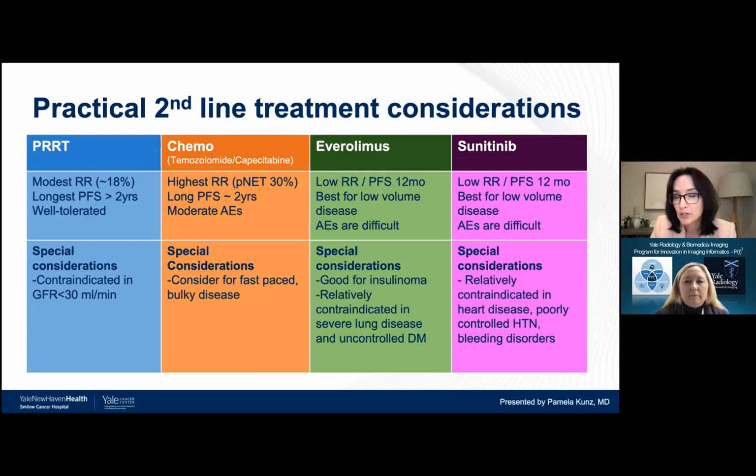For everolimus and sunitinib, they both have very low response rates. The PFS is about a year, best for low volume disease, but I find that the adverse event profile is tough for both of these. Everolimus in particular is good for insulinoma because it can cause hyperglycemia, but it's tough and can cause pneumonitis, and the hyperglycemia can be difficult for patients with uncontrolled diabetes.